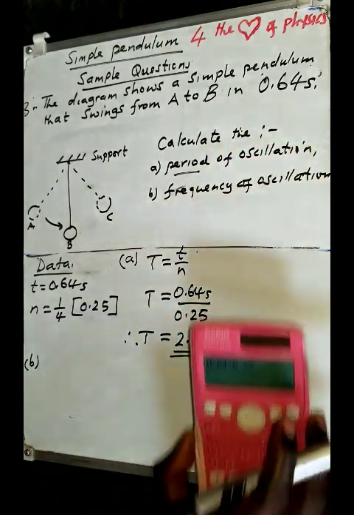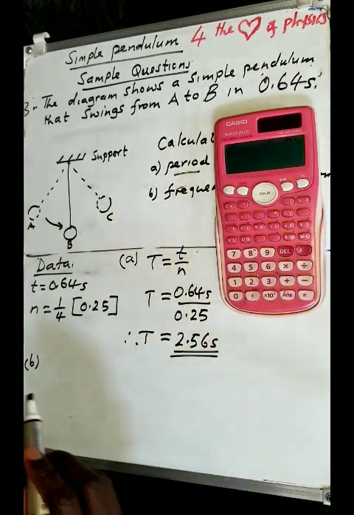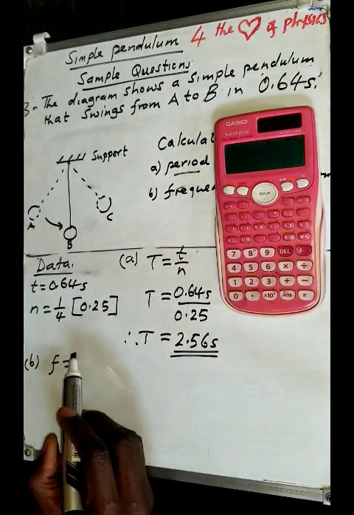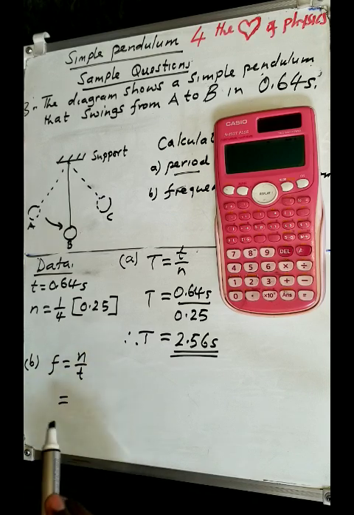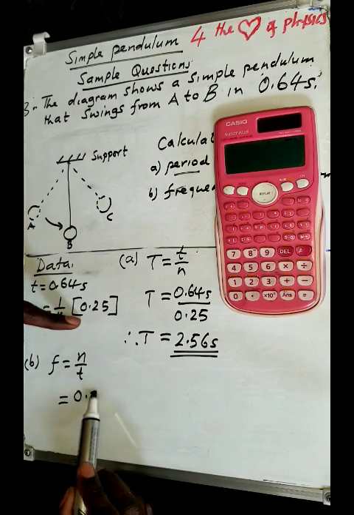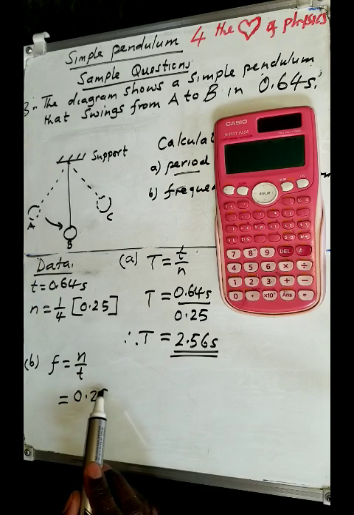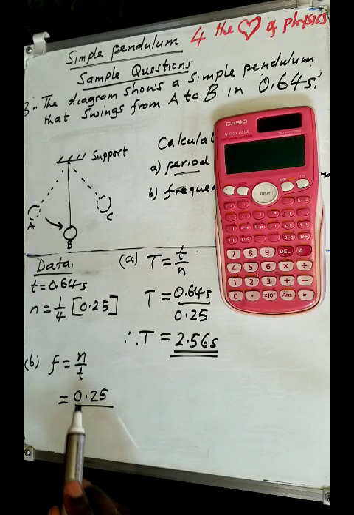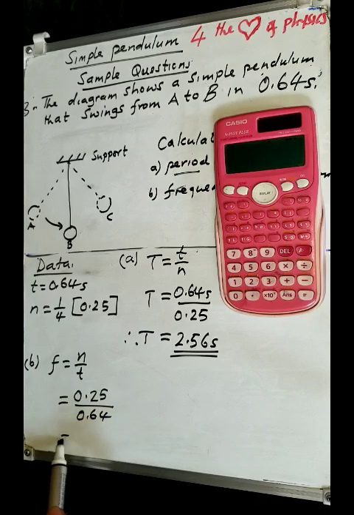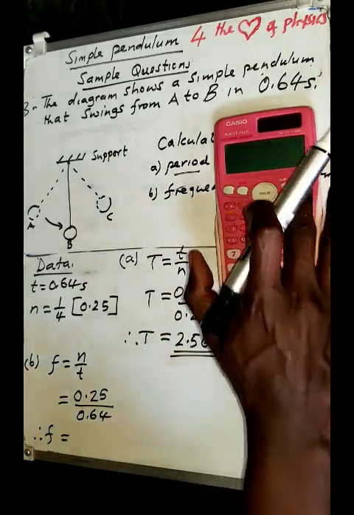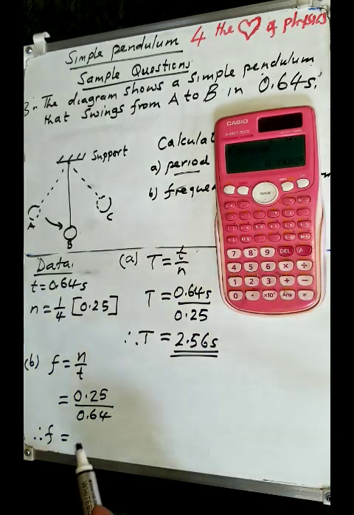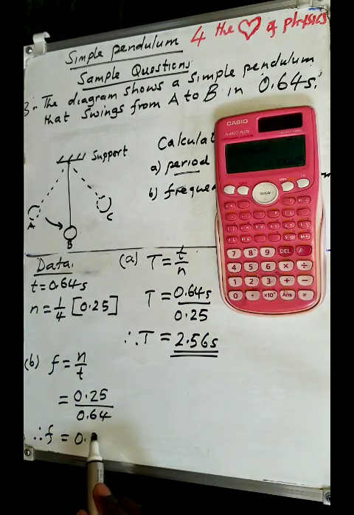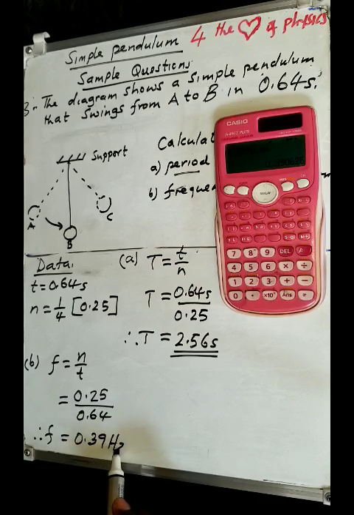B, the frequency of oscillation, or the frequency of the pendulum. So remember, frequency is equal to n, the number of oscillations, divided by the time. So the number of oscillations in decimal point, I'm taking that. If you want, you can take 1/4, there's no problem. So it's 0.25 divided by 0.64. So what is that going to give you? 0.25 divided by 0.64 is going to give you 0.39, and that is going to be in Hz. That is to 2 decimal places.